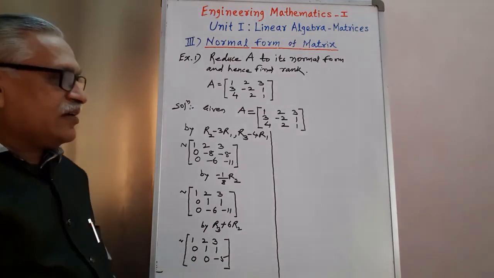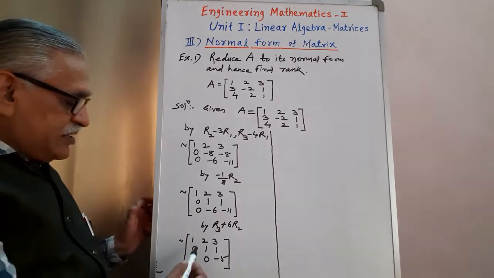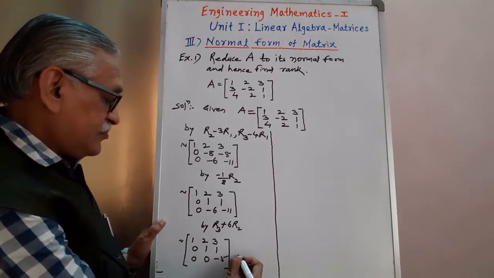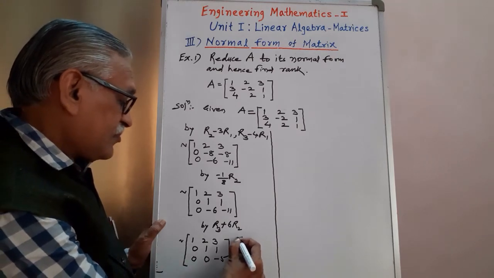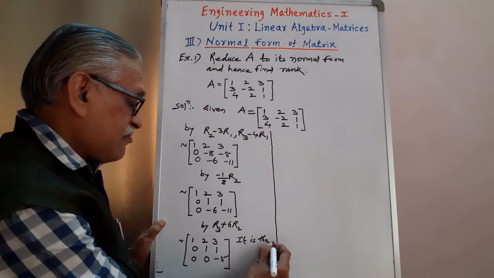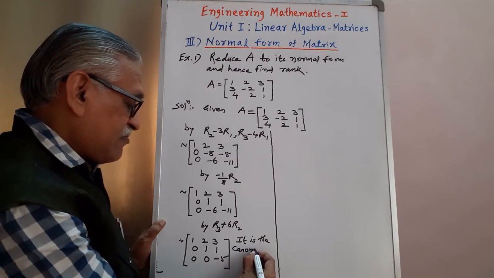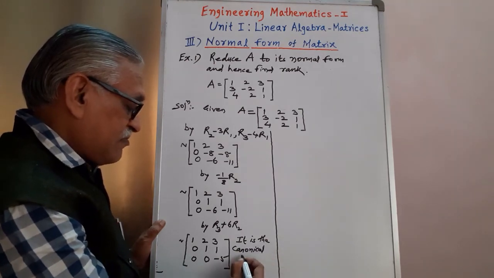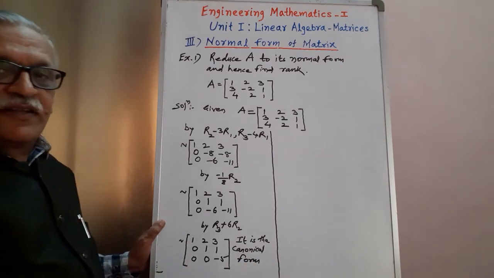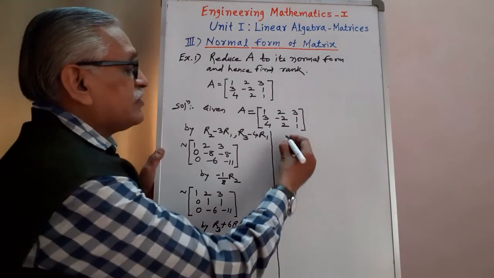And as the rank is 3, we must get the identity matrix of order 3. Therefore, this is the canonical form of the matrix. After getting the canonical form, we have to apply column transformations.